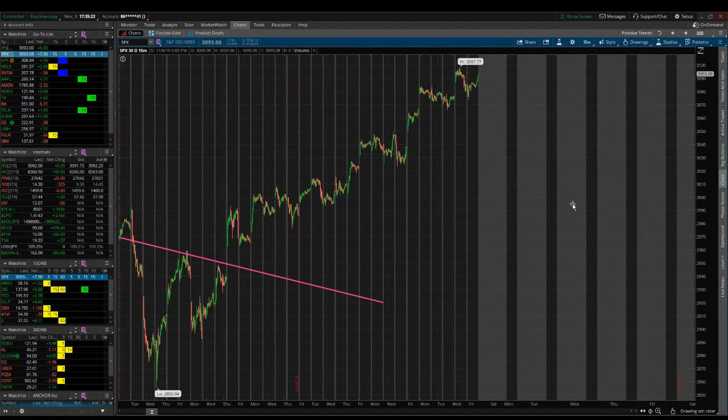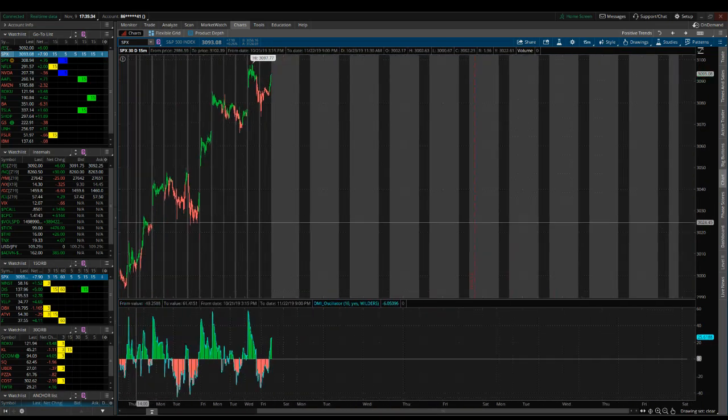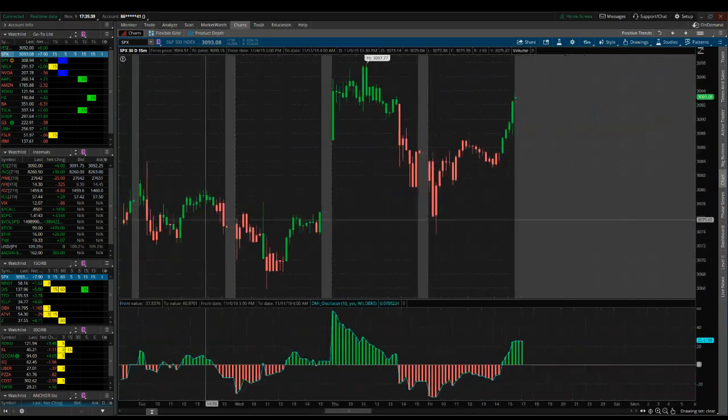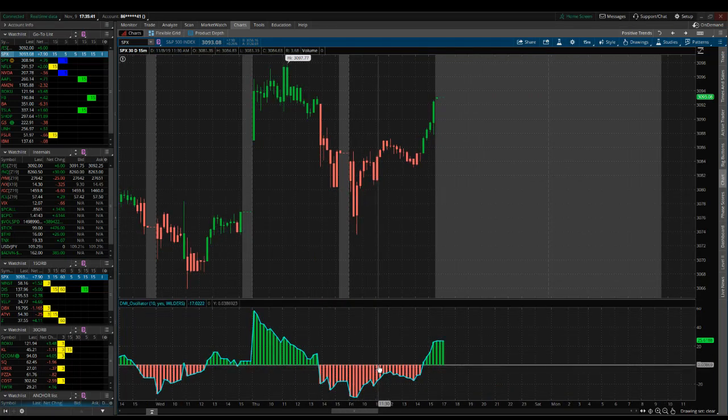It was invented by J. Wells Wilder. It stands for Directional Movement Index, right? You may have seen this before out there, but it's really cool. All you do is go into your settings in TOS and click DMI oscillator. What it does is change the color of the chart to match the color of the oscillator. So it's pretty cool.